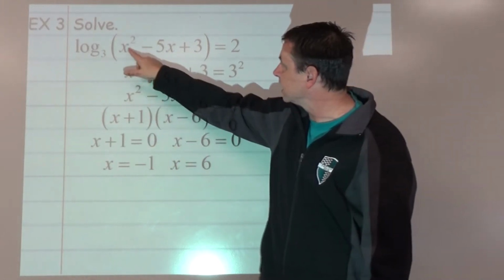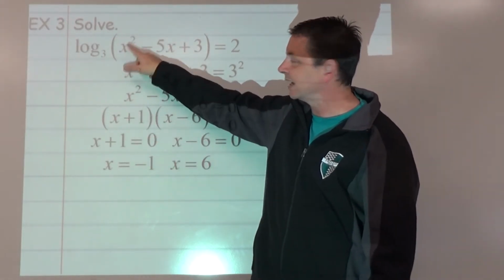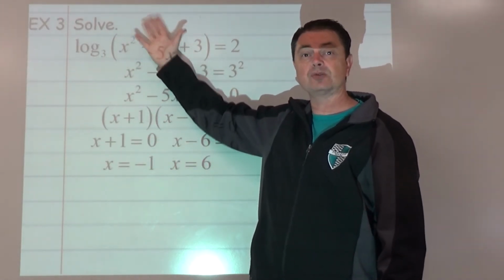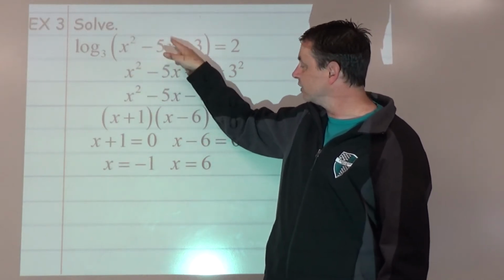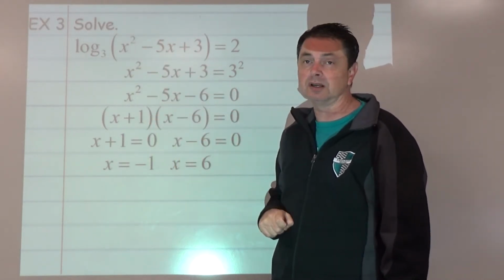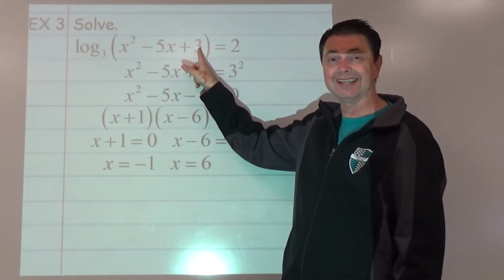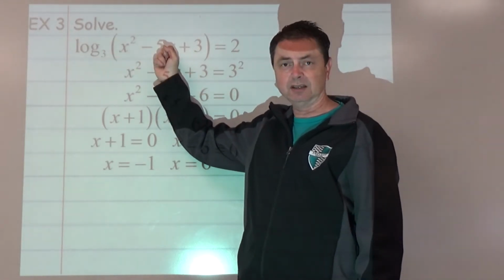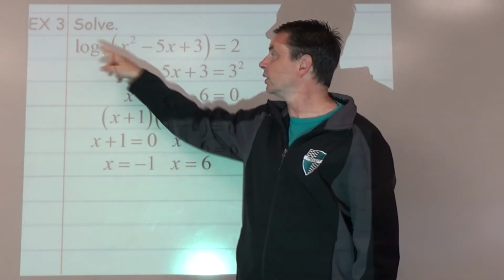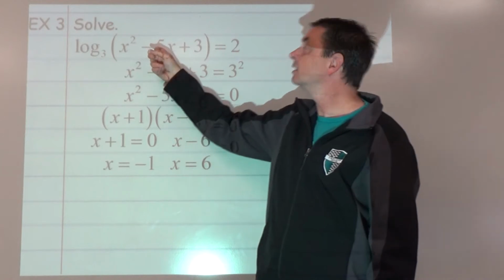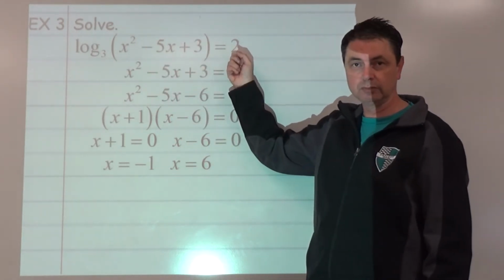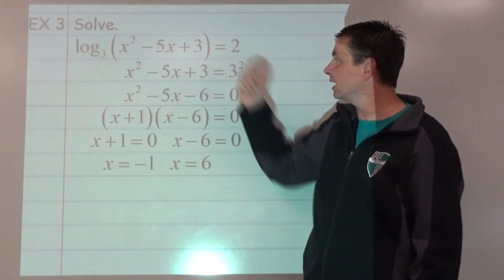So right here it says, all right, we're going to have to try negative 1. So negative 1 squared is 1. Negative 5 times negative 1 is 5. So 1 plus 5 plus 3 is 9. Well, yeah, we can take log base 3 of 9. In fact, we know that log base 3 of 9 is 2, because 3 to the second power is 9.